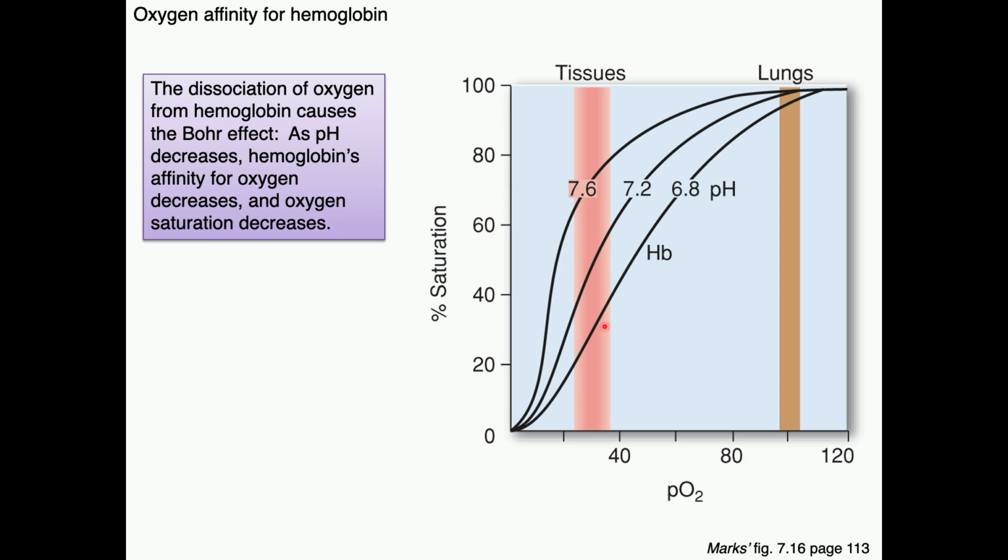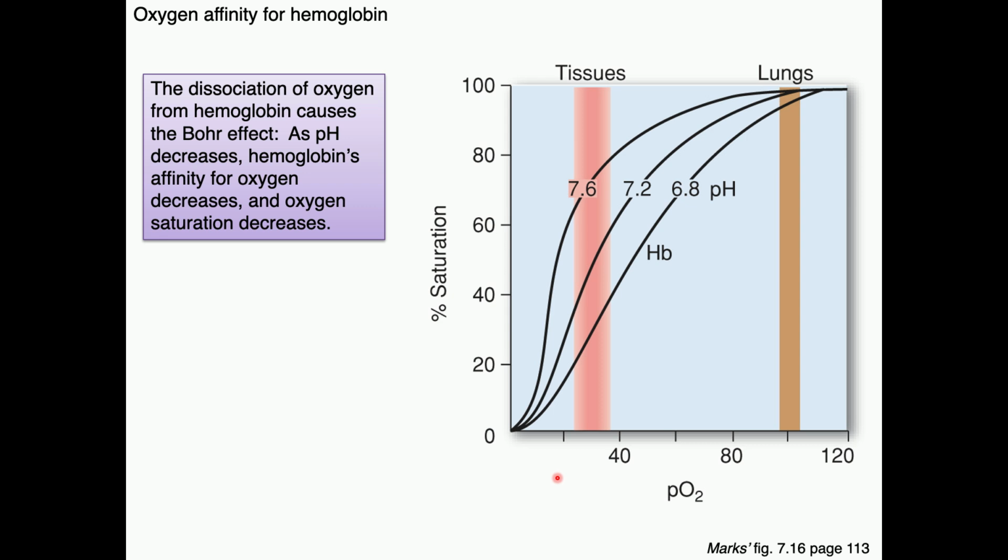Is that understandable, or am I explaining that well? Okay. Okay, so this is referred to as the Bohr effect, and it's happening a zillion times every time we breathe. This changing the affinity of hemoglobin for oxygen.